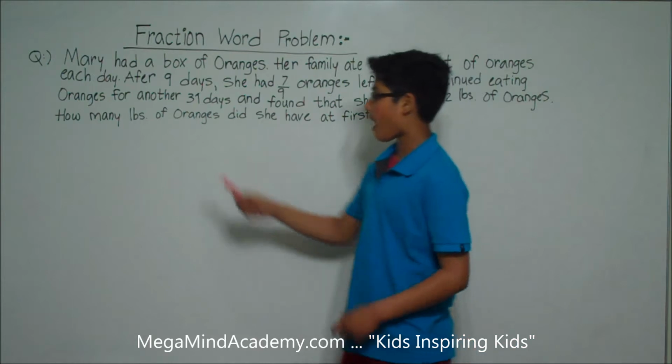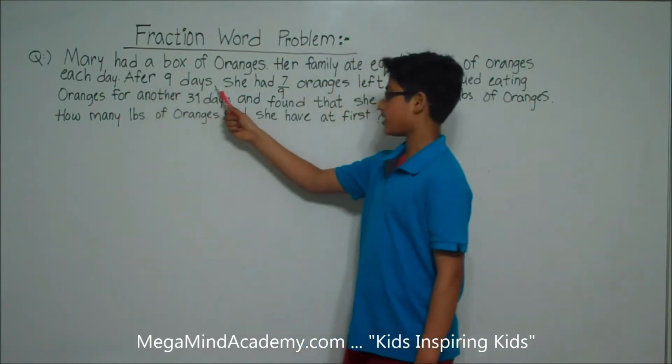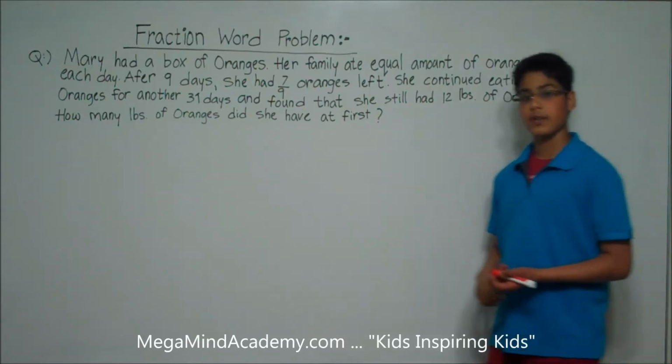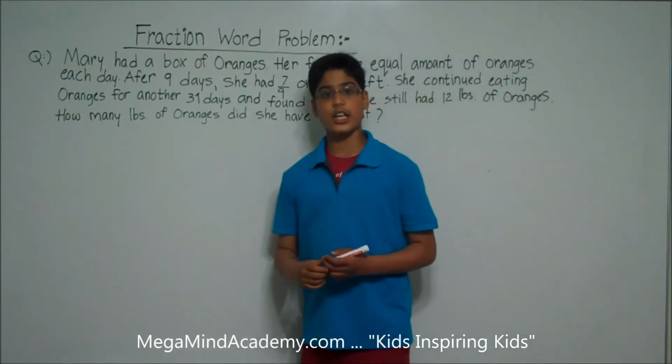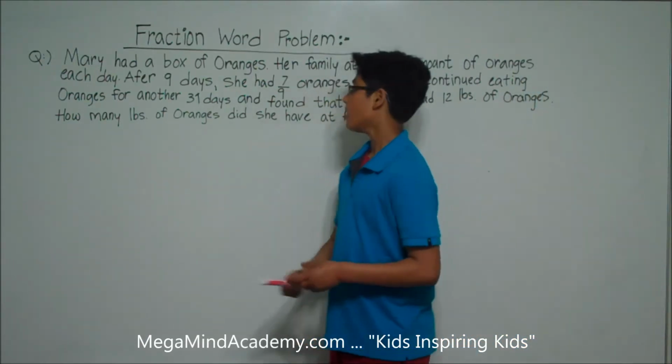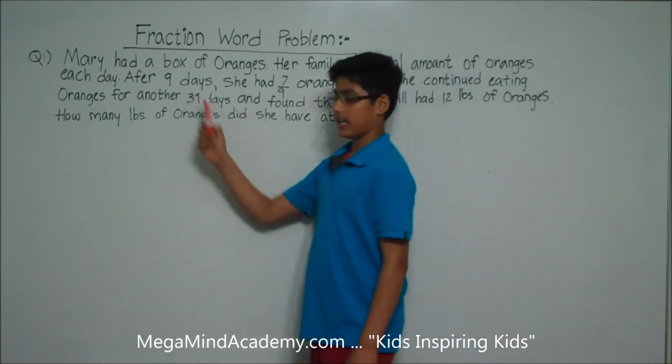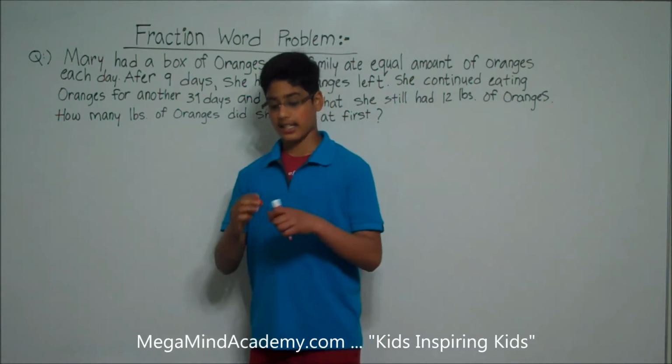Now, it says in the problem that after 9 days, she had 7/9 of her oranges left. So this means that in 9 days, she ate 2/9 of her oranges because she had 7/9 of her oranges left after 9 days. So let's draw this out.